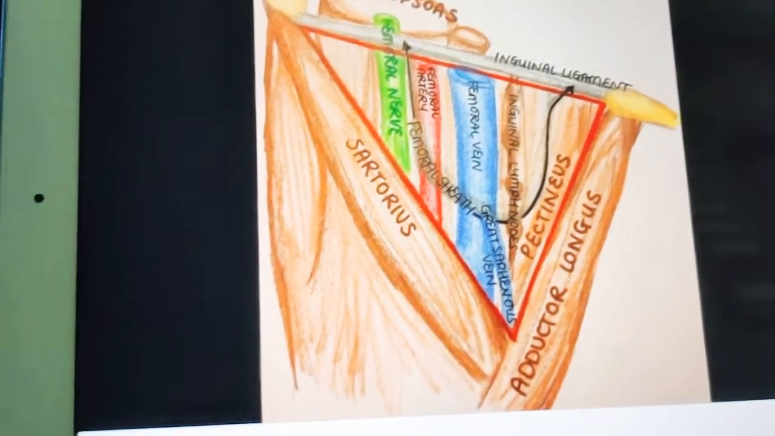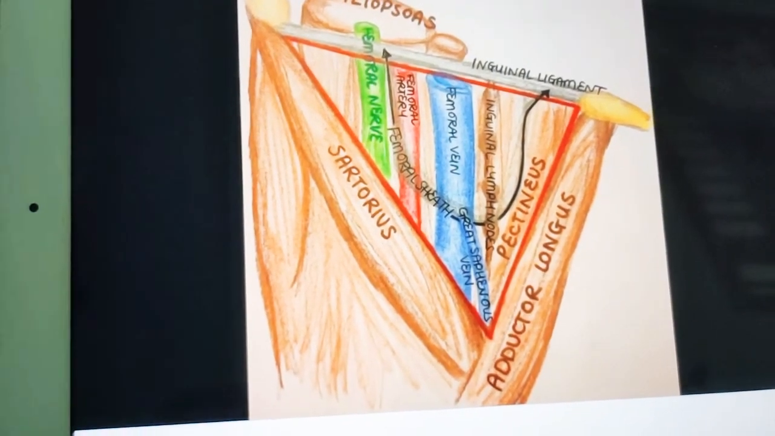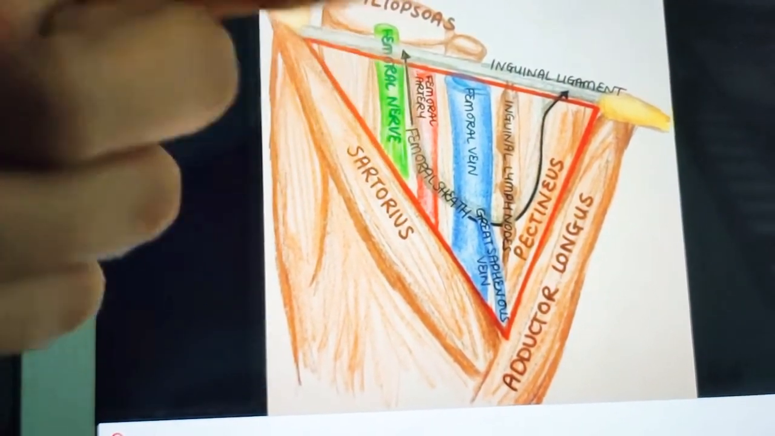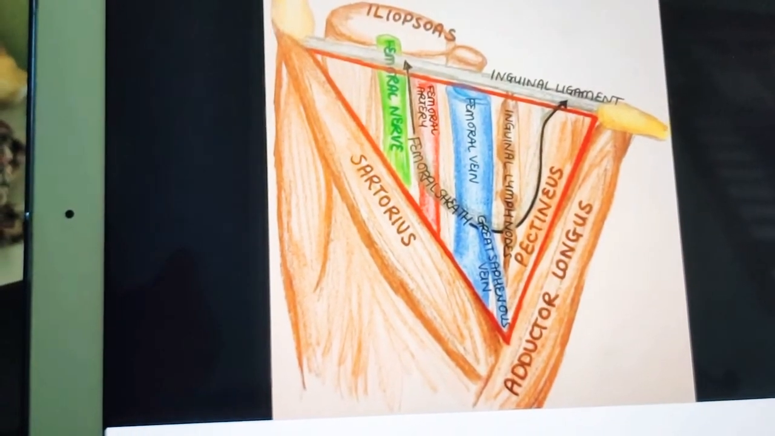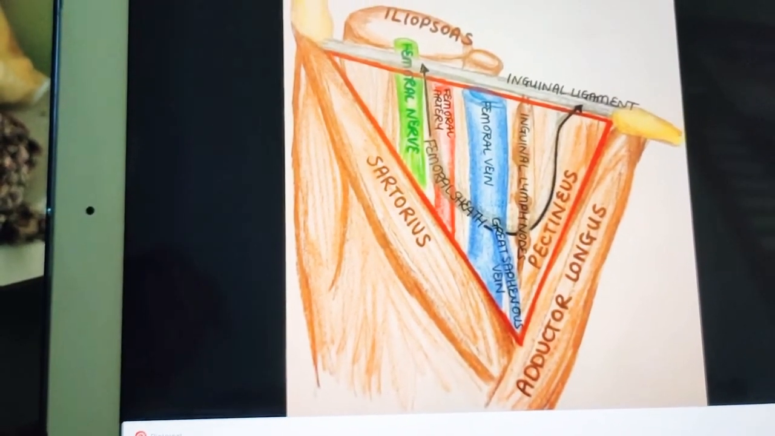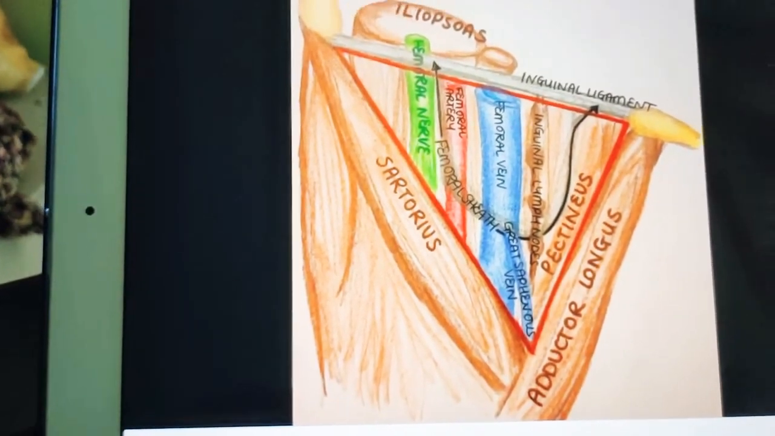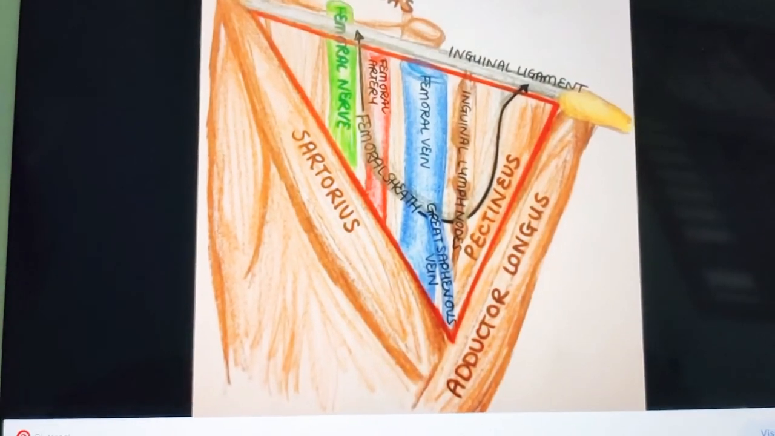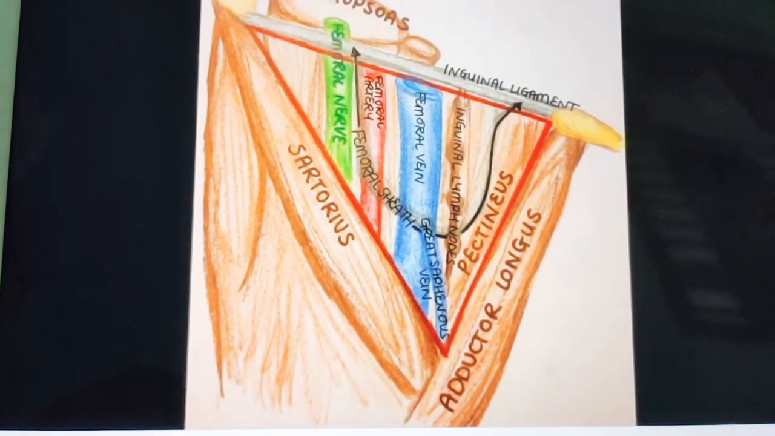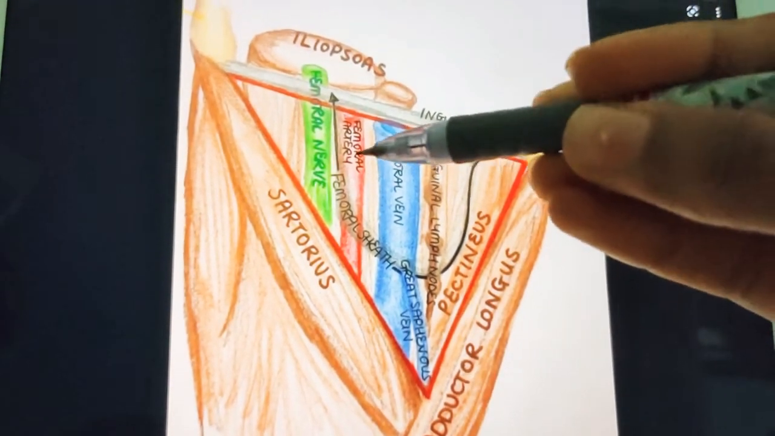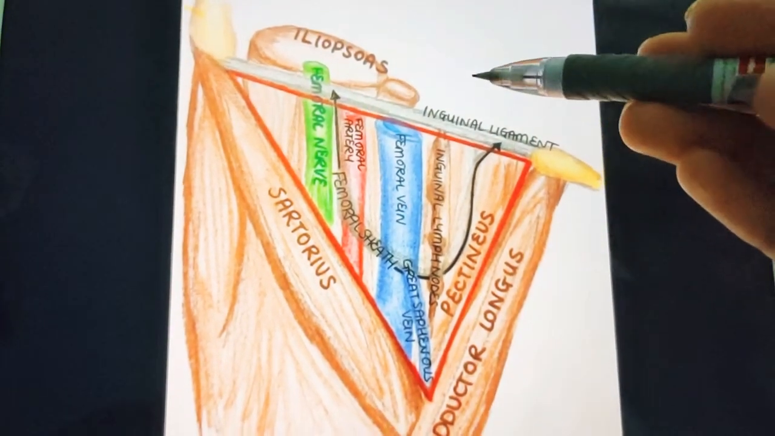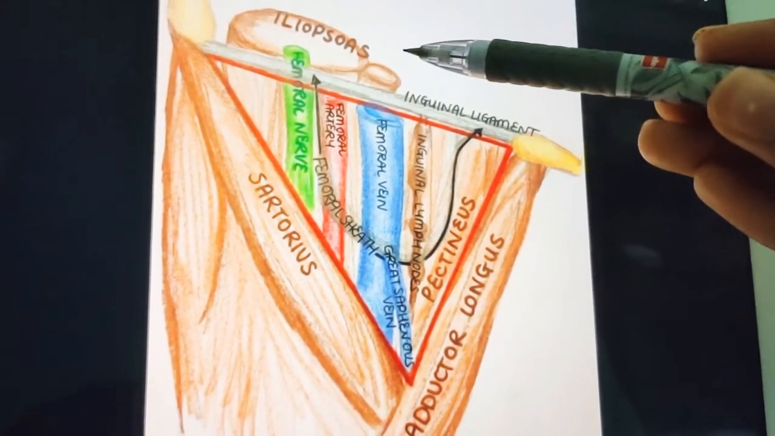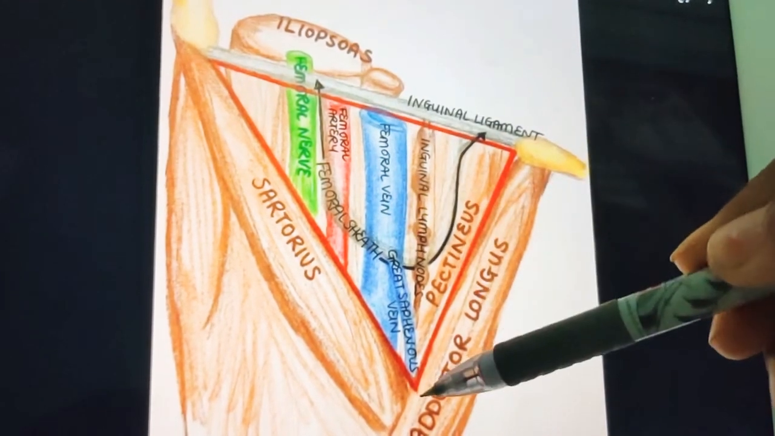Now let us see the content, what is present inside it. So the content of the femoral triangle is of course the femoral artery and its branches. Here you can see this is the femoral artery, right? And it also has some branches. The femoral artery mainly traverses the triangle from its base at the mid-inguinal point to the apex. So remember that the femoral artery traverses the triangle from the base, meaning here, right? From the mid-inguinal point here to the apex. From here it will go into the apex.